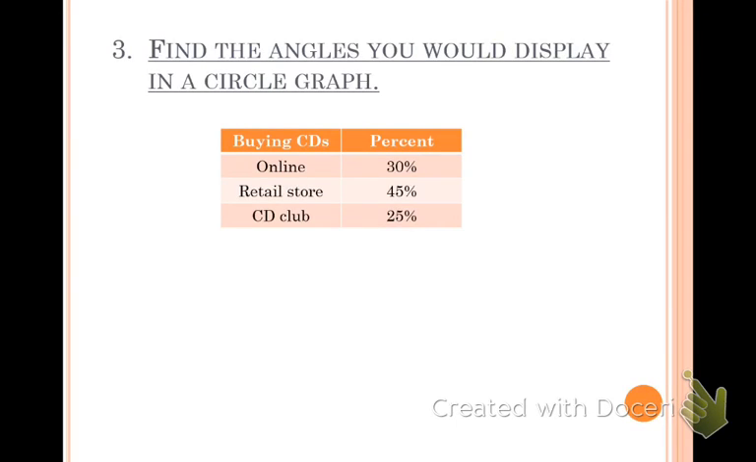All right, so here we go. Find the angles that you would display in a circle graph. We're going to do this the same way we just did the other one. P times of equals is. Let's change that percent to a decimal. So what does 30% change to? 0.3. We're going to multiply it times 360 degrees. Michael, what do we get? 108 degrees. Tell me what to do next, please, Gabby.